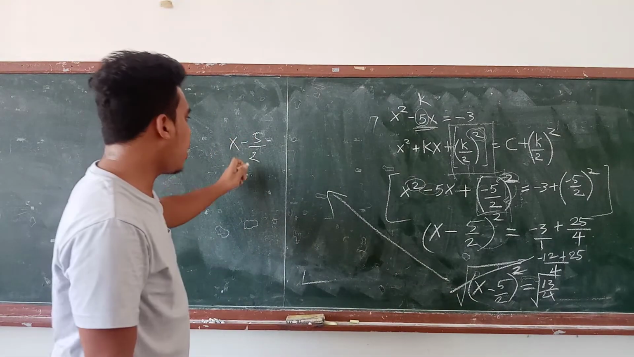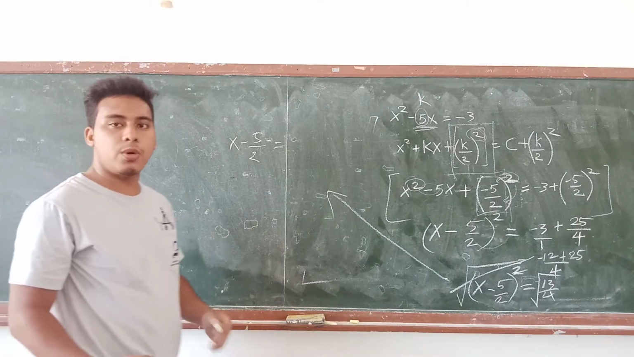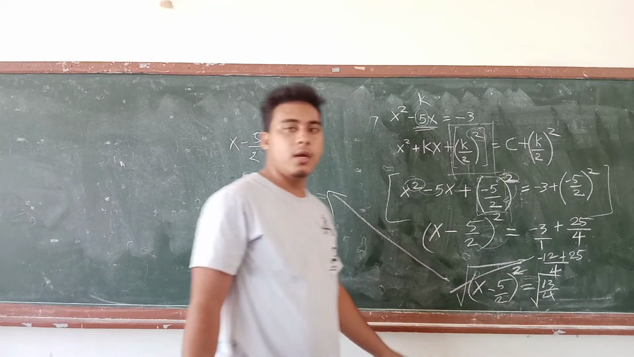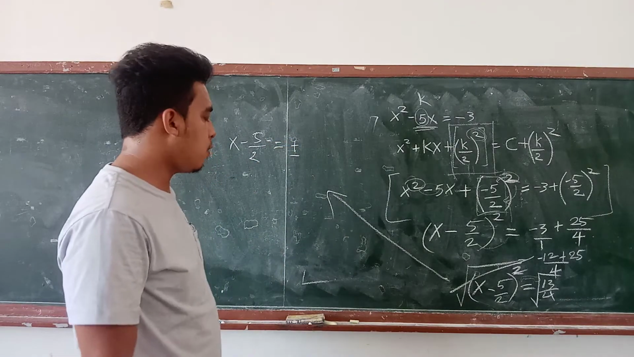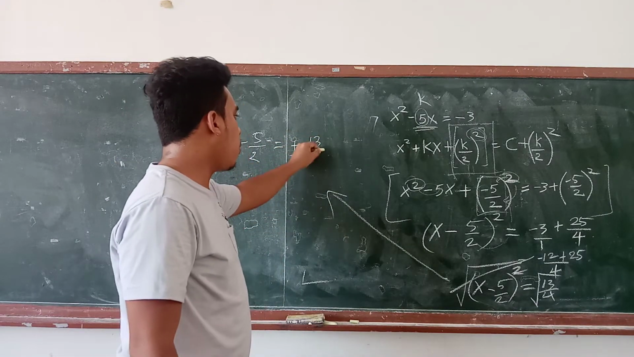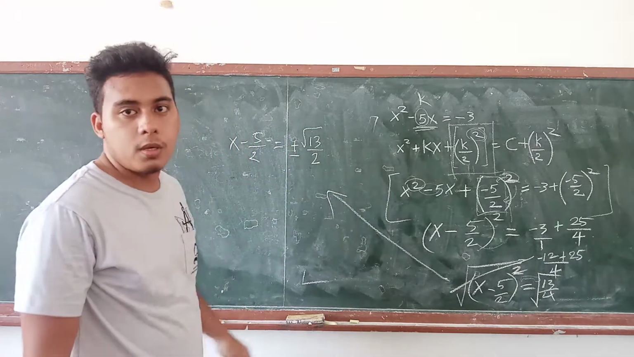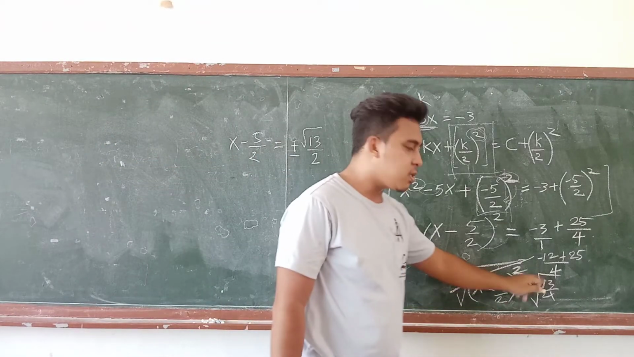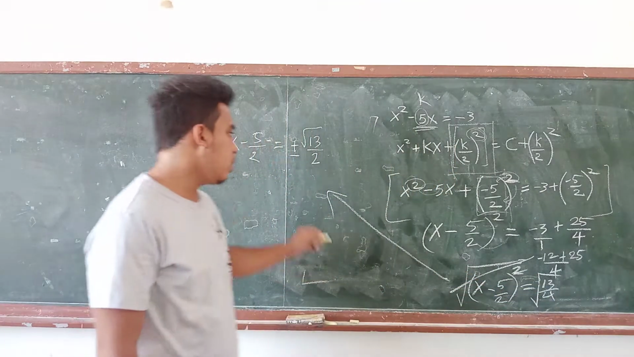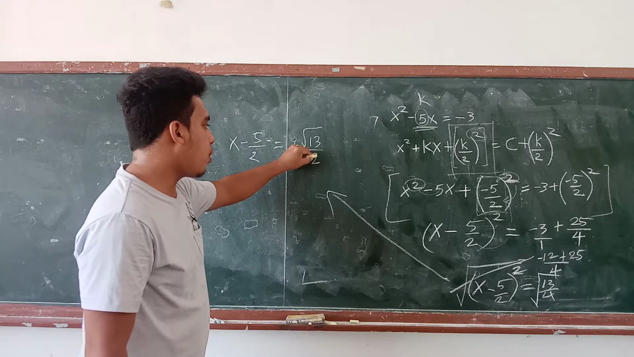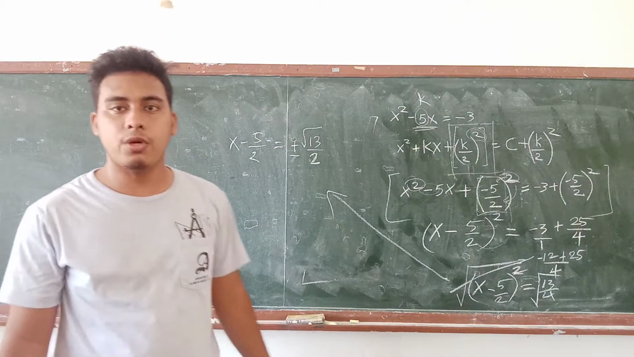So x minus 5 over 2 equals, then since we're dealing with positive and negative square root, so the answer for that is positive negative square root of 13 over 2. Since square root of 13 is not a perfect square, but 4 is a perfect square, that's why square root of 4 is equal to 2, and square root of 13 remains square root of 13.